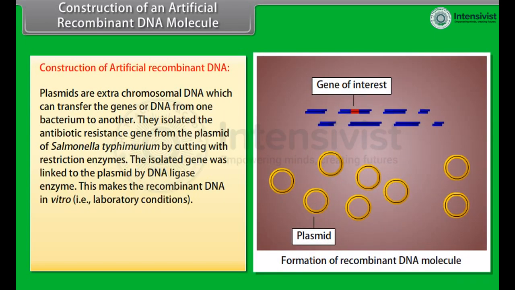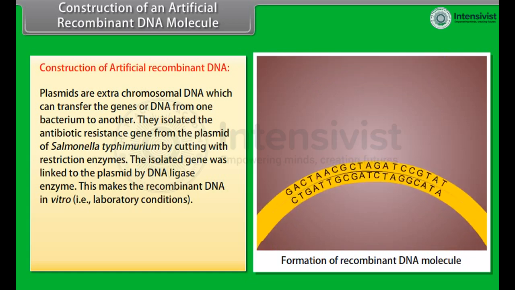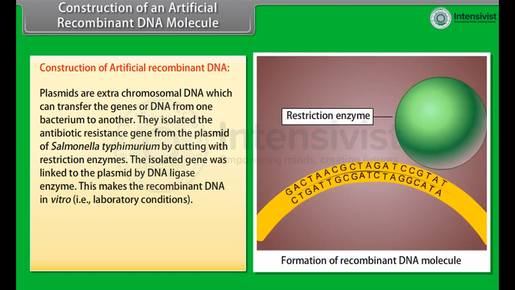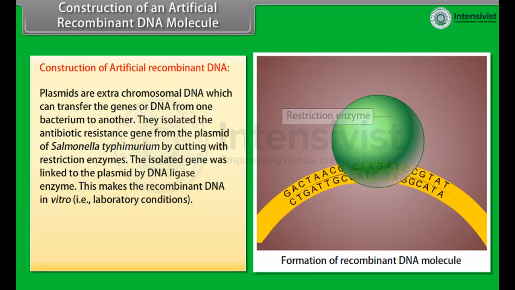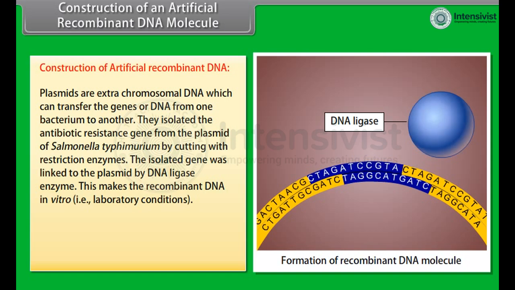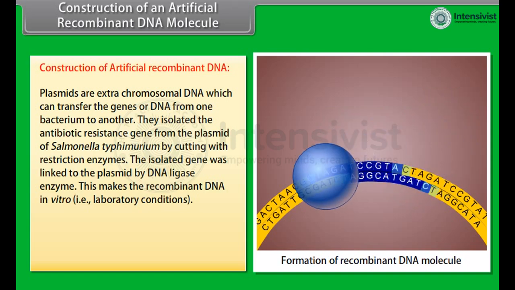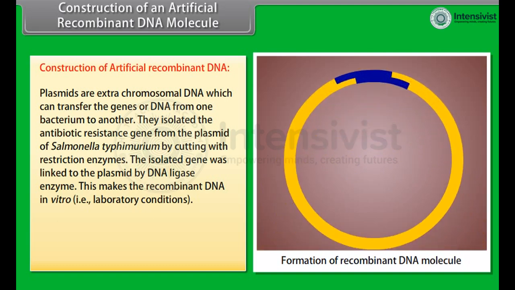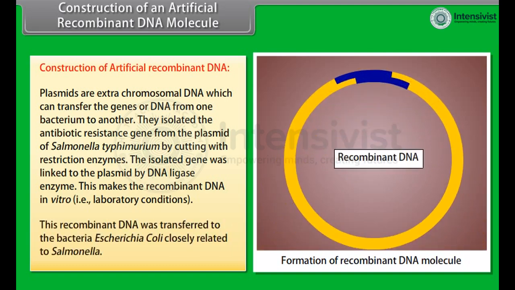Plasmids are extrachromosomal DNA which can transfer the genes or DNA from one bacterium to another. They isolated the antibiotic resistance gene from the plasmid of Salmonella typhimurium by cutting with restriction enzymes. The isolated gene was linked to the plasmid by DNA ligase enzyme. This makes the recombinant DNA in vitro, that is, in laboratory conditions. This recombinant DNA was transferred to the bacteria Escherichia coli, closely related to Salmonella.